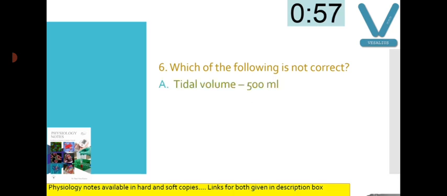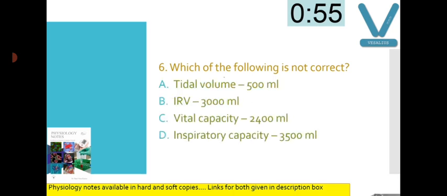Which of the following is not correct? Tidal volume 500, correct. IRV 3000 ml. Vital capacity is equal to IRV plus tidal volume plus ERV. So it is equal to 500 tidal volume plus 3000 IRV plus ERV 1100, equal to 4600 ml. So this is your vital capacity. This one is not correct.